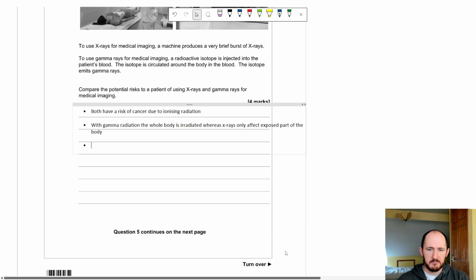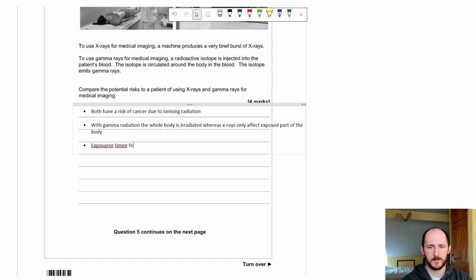Yeah, so that's kind of a big thing. And the last thing that you really need to say is that the exposure time for gamma rays is longer.